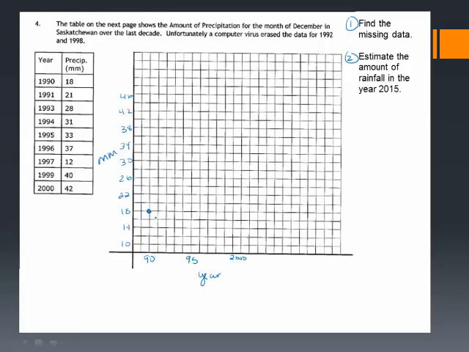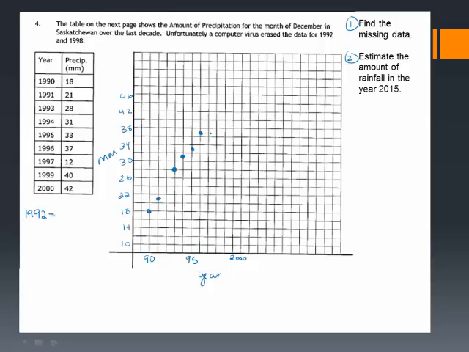In 1991, we had 21, so that's halfway between 20 and 22. 1992 is missing. This is some of our missing data, so we need to find 1992. Okay, in 1993, we have 28 millimeters, so that's this point right here. In 1994, we have 31, so that's halfway between 30 and 32. 95, we have 33. 96, we have 37.